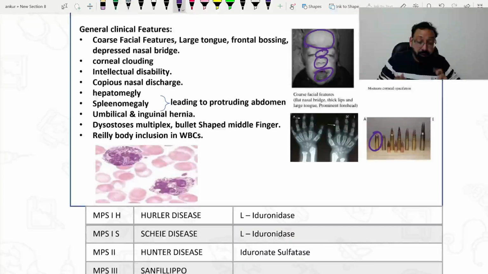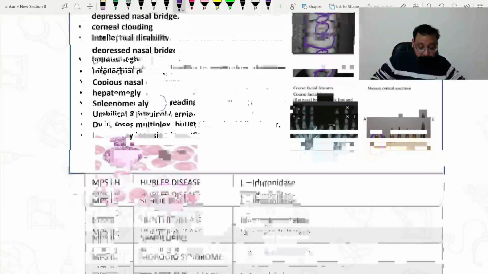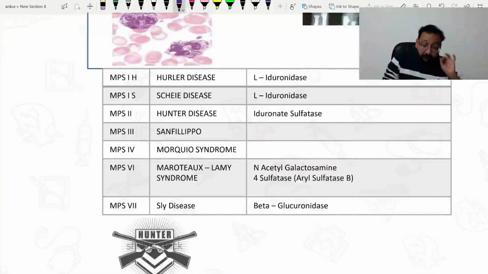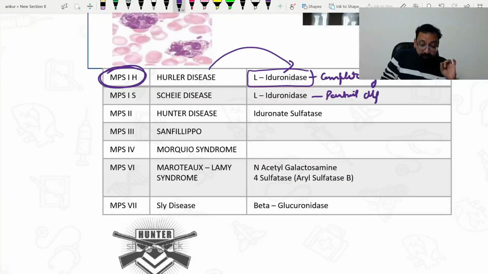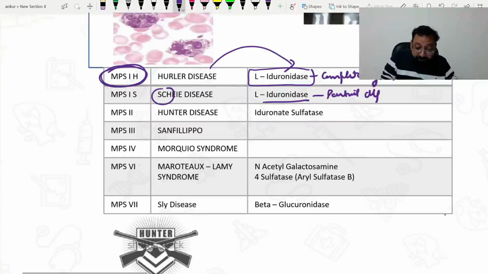How will you solve the question? If they give this clinical question and say that iduronidase is deficient and this is a complete deficiency, the answer would be mucopolysaccharidosis type 1, Hurler disease. If they say partial deficiency, it is Scheie disease. If complete deficiency, there is mental retardation. If partial deficiency, no mental retardation.